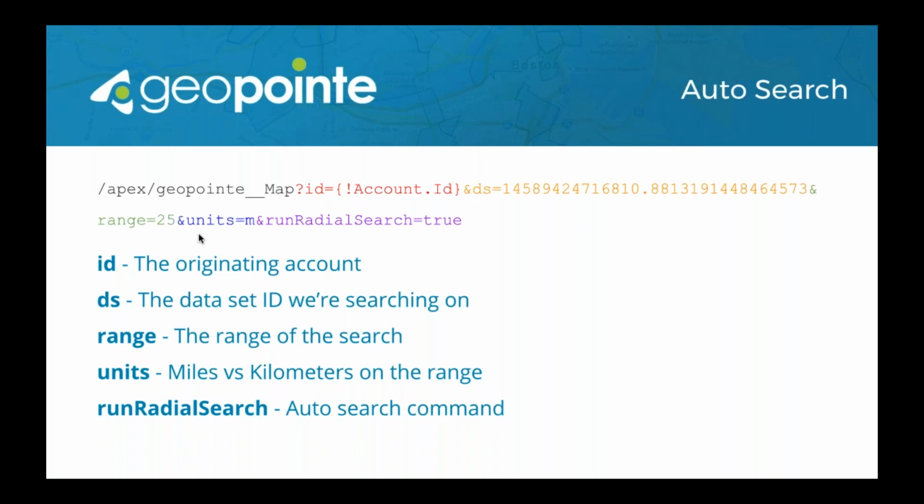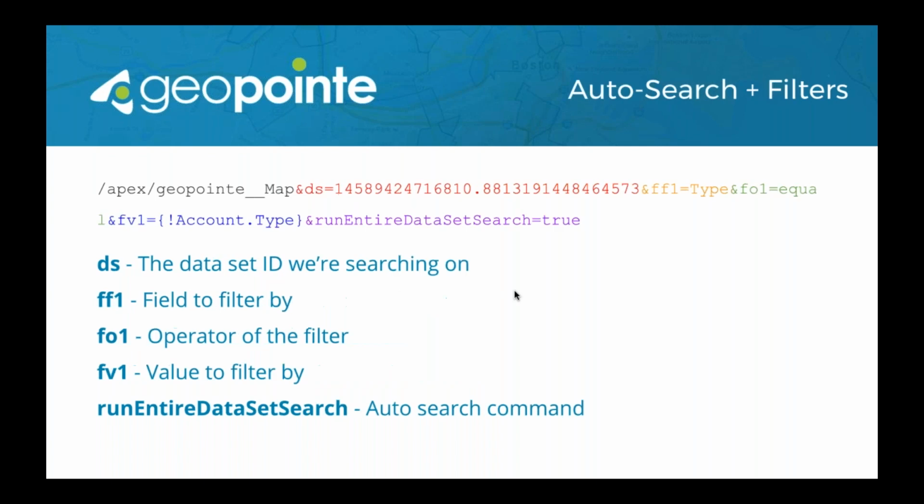And then this is setting it up for a nearby search. So I want it to auto run a radial search, and I want it to be out a range of 25, and the units is miles. So that's what each one of these are doing. The one we're actually going to do is going to be one using filters with an auto search. So what we're going to implement is we're going to be on a campaign, and we want it to filter by the campaign on a campaign members data set.